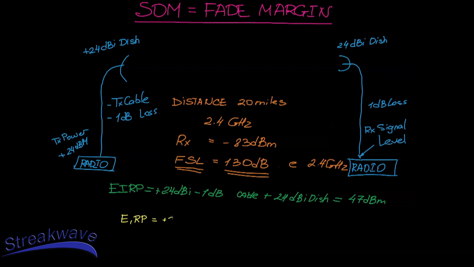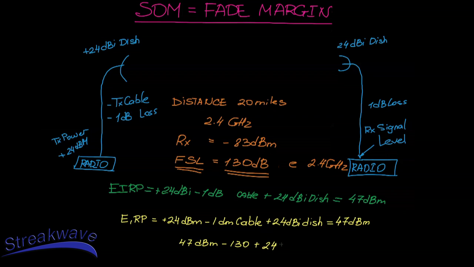Okay, now we're going to take our EIRP minus our free space loss, and then we're going to add the receive gain of the antenna minus the loss of the coax cable. So basically this is 47 dBm minus the free space loss, which we got from our calculator earlier, plus the receive gain of the antenna, which is 24 dBi, minus the coax loss of minus 1, for a total receive signal of neg 60 dBm.